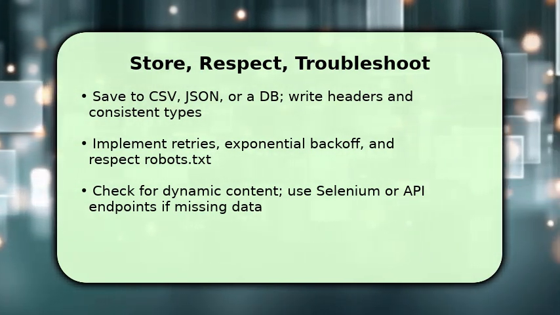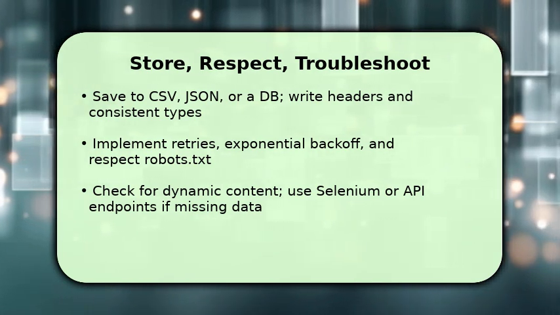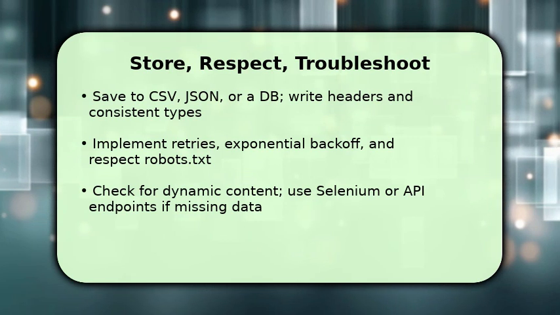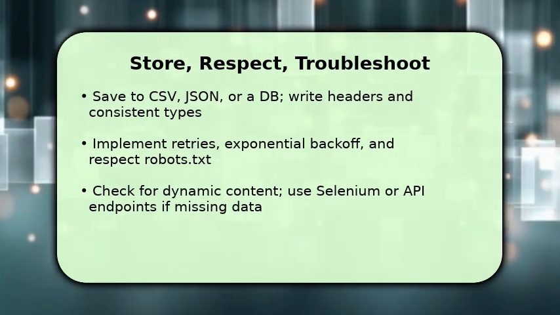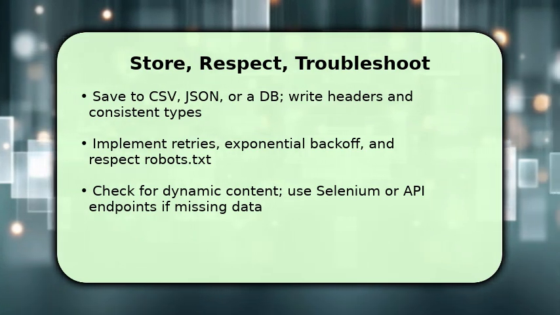If elements are missing, suspect dynamic JavaScript, switch to a headless browser like Selenium or locate the underlying JSON API endpoint. If you still fail, inspect network requests and compare responses.